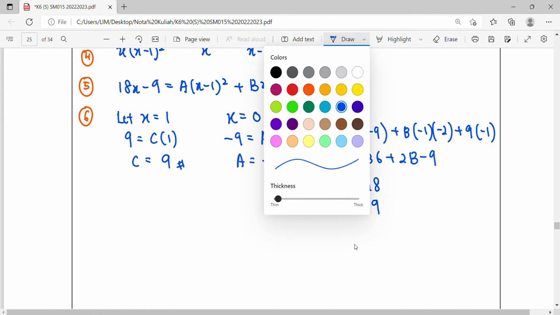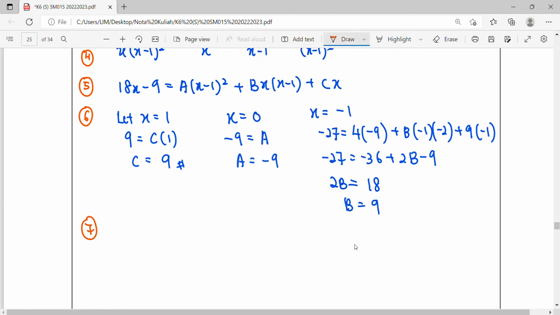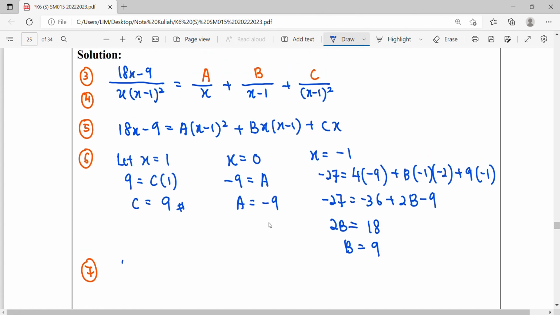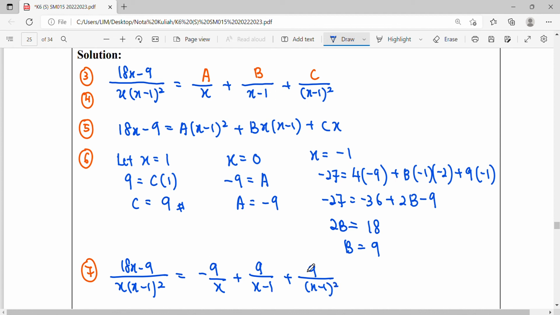Then lastly, after we find all the unknowns, we can express our partial fraction. Substitute back our A, B, and C. So this fraction, when expressed in partial fractions, the first partial fraction will be A, negative 9. Then B is 9. C also is 9. Okay, so substitute inside. So this is the partial fraction from this proper fraction.